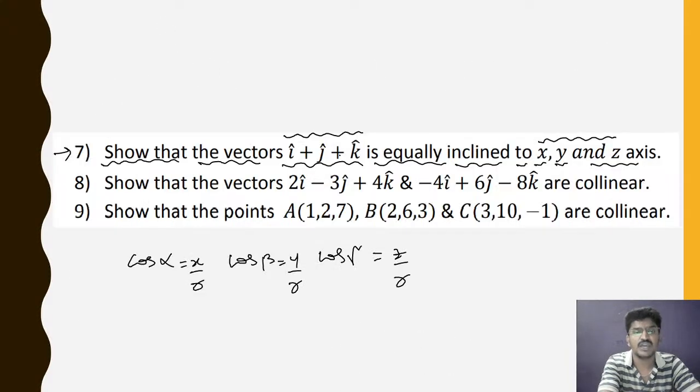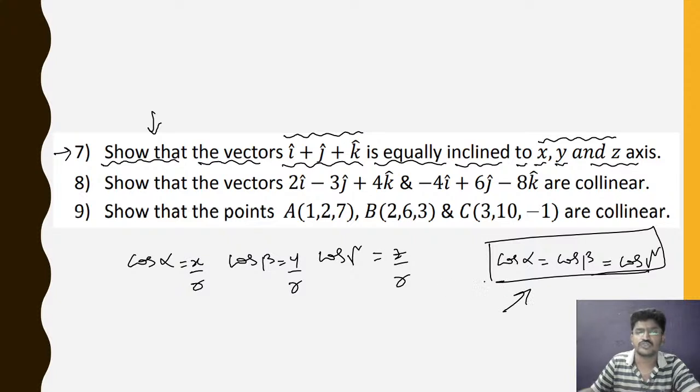The same thing I am going to use here. Here what you have to show? That the vector i cap plus j cap plus k cap is equally inclined to the x axis, y axis and z axis. That means I have to show cos alpha equal to cos beta equal to cos gamma. All these three angles are equal. This I have to show. I am just giving you the formula and what we have to solve. Don't worry, I will solve it. But you must know what they are asking in the problem. They are asking to show that cos alpha equals cos beta equals cos gamma.